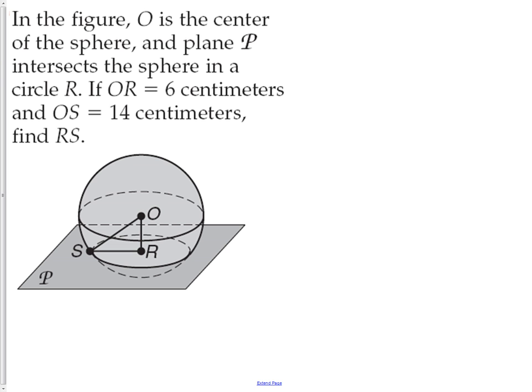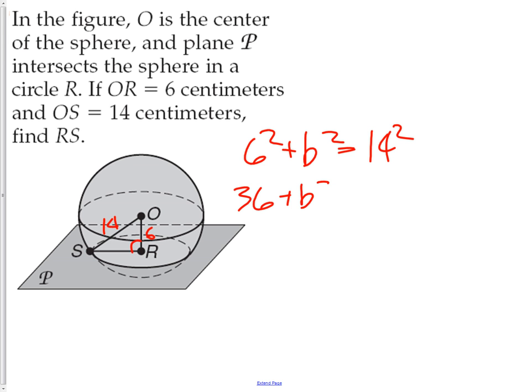What we can use here is once again the Pythagorean theorem. So we know that OS is 14, OR is 6. We can do 6 squared plus B squared equals 14 squared. Using the Pythagorean theorem, I think you're starting to see, is quite useful. So we have 36 plus B squared equals 196. Subtracting that 36 across, and you get 160.